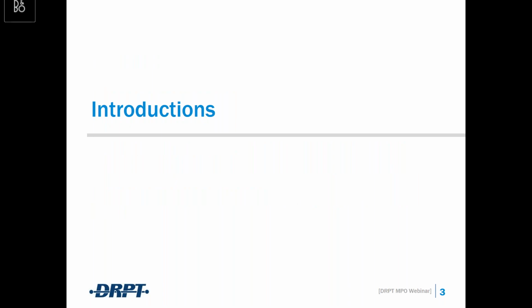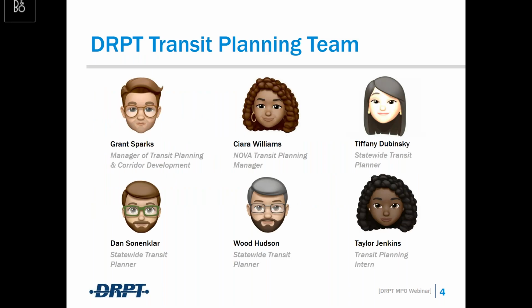So just to get us started, introductions to our team. I mentioned that I'm Grant Sparks, Manager of Transit Planning and Corridor Development. We also have Ciara Williams, who is our Northern Virginia Transit Planning Manager. Tiffany Dubinsky, who many of you might know, is the statewide transit planner. Dan Sonnenklar is also a statewide transit planner, as is Wood Hudson. And Taylor Jenkins, our transit planning intern for now, and starting on January 10th, she will be a statewide transit planner as well. So this is our team, and we've been waiting to get fully staffed for a while, and starting on January 10th, we will be.